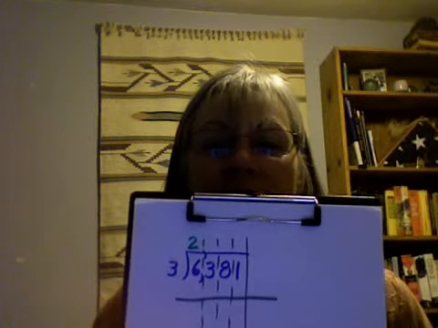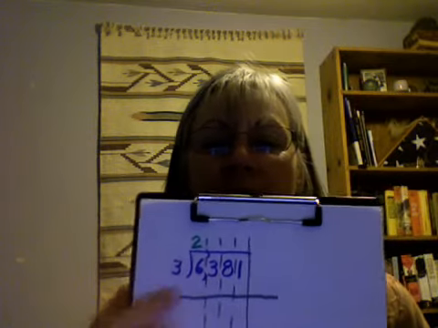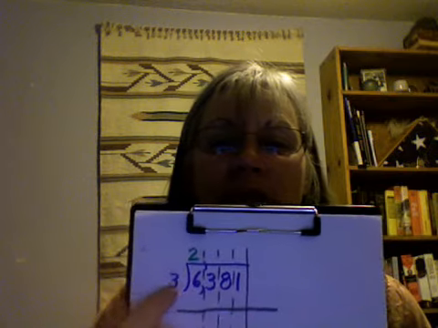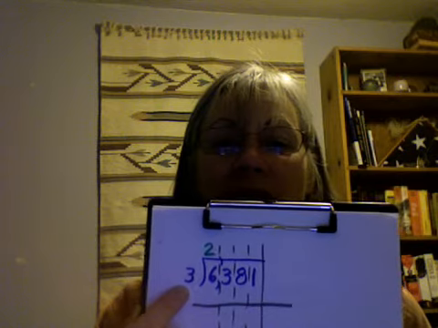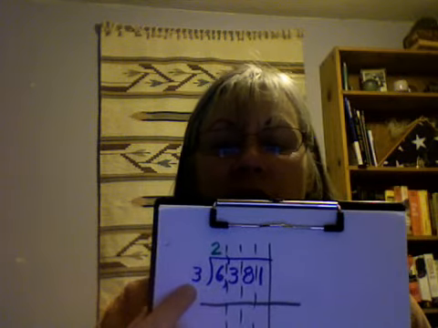This time we'll do a problem that does not have a remainder, and I'll show you how repeated subtraction plays in as we're recording our steps through this process of this division problem. We're going to work with this problem, 6,381 divided by 3. We're going to find out how many groups of 3 there are in 6,381.